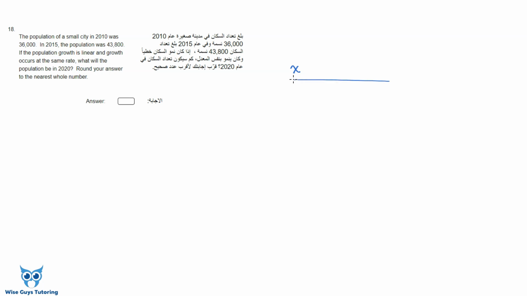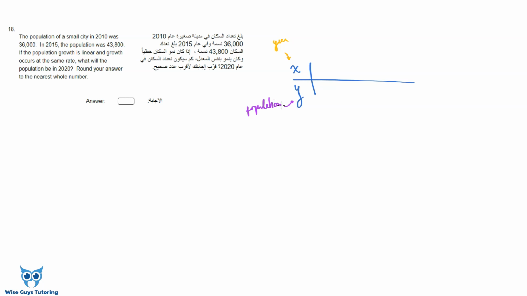As long as they gave us two data points, okay, we're going to be able to find the equation of this line. And once we find the equation of this line, we can predict absolutely any population for any year that you want, okay? Assuming again that its growth is linear and its growth occurs at the same rate, which they told me it does. So let's assume X for now. X is the year, okay? Here's the year. And let's assume that Y is the population, okay?